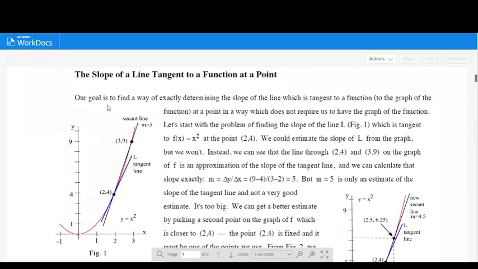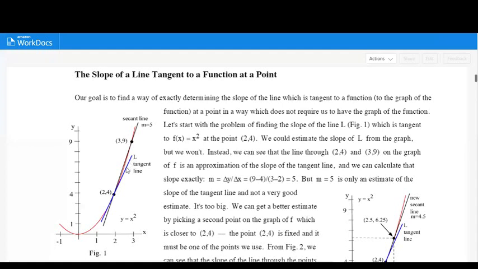Okay, so our goal is to find a way of exactly determining the slope of the line which is tangent to a function at a point in a way which does not require us to have the graph of the function. So kumbaga, our goal today is to find a way wherein we can find the slope of a tangent line that does not require us to graph. Kumbaga, magko-compute lang tayo. So let's start with the problem of finding the slope of the line L.